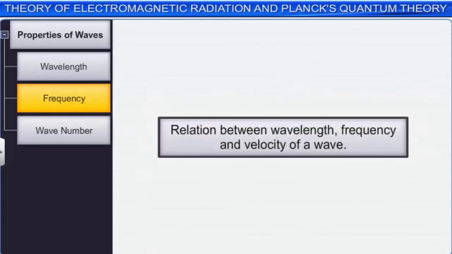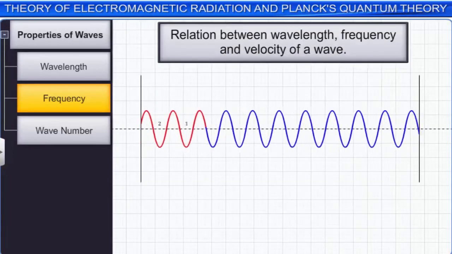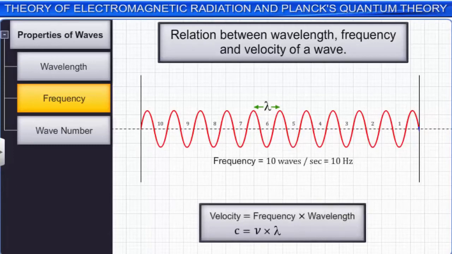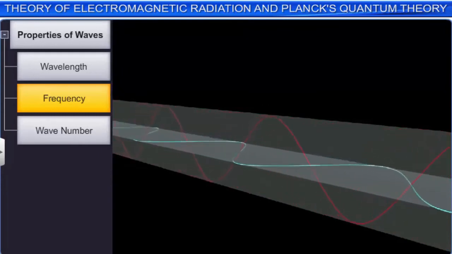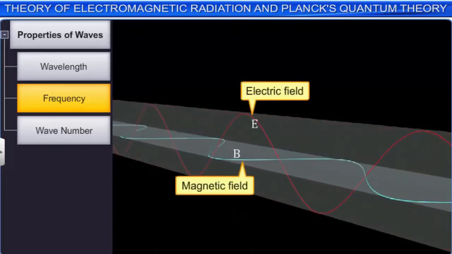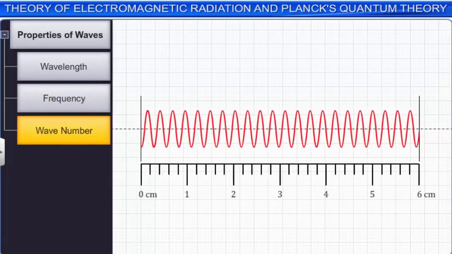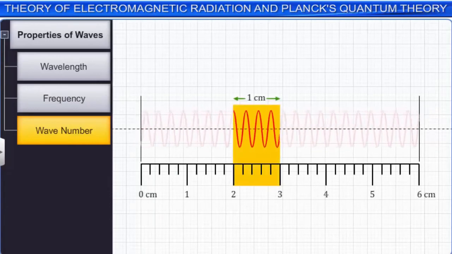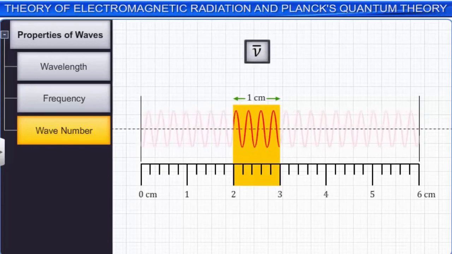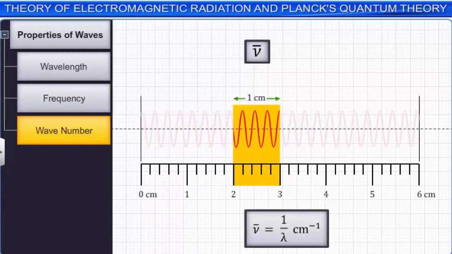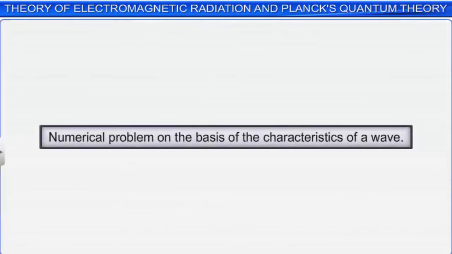Let's now understand the relationship between the wavelength, frequency, and velocity of a wave. As frequency is the number of waves passing through a point per second, and wavelength is the length of each wave, their product will give the velocity of the wave. The electromagnetic waves travel through empty space with the velocity of light. The last characteristic of a wave is the wave number, which is defined as the number of wavelengths per unit length. It is denoted by the symbol nu bar and given by the equation nu bar equals 1 by lambda per centimeter. Now, let us solve a numerical problem on the basis of the characteristics of a wave.